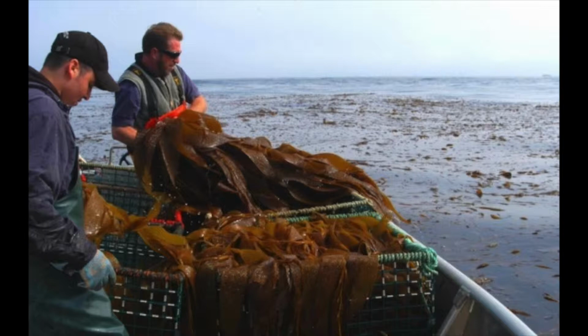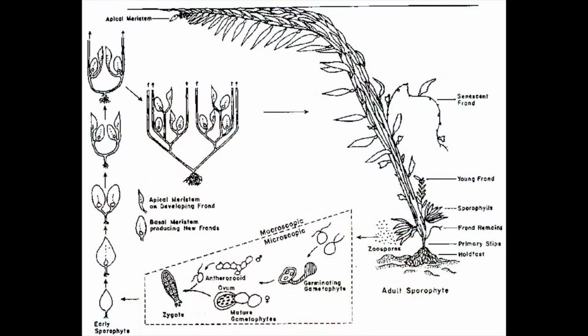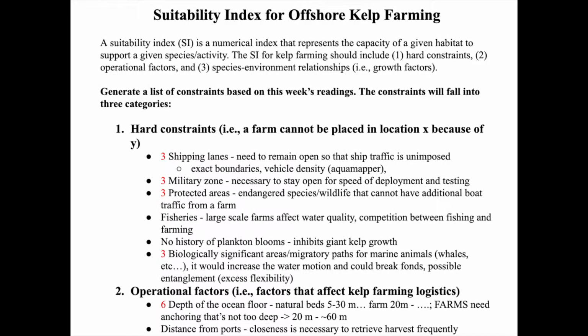Then we analyzed kelp biology to understand its nutrient requirements, which play a key role in its growth, and therefore dictate where farms can be placed. Using the farm comparison and kelp biology information, we were able to put together a factor list to guide the placement of kelp farms. Hard constraints, like marine protected areas, operational factors, like distance from port, and growth factors, like temperature, are all being factored into our index equation.